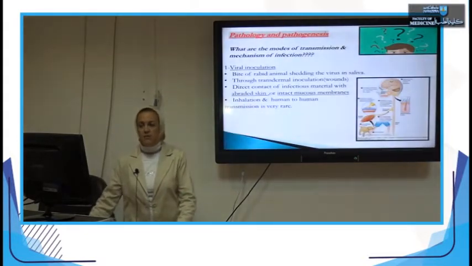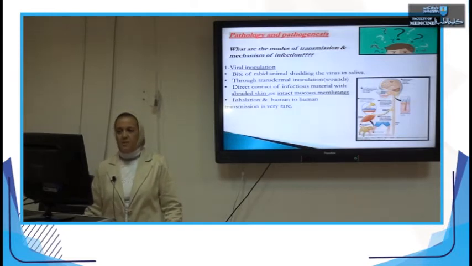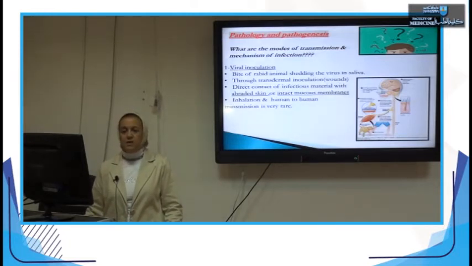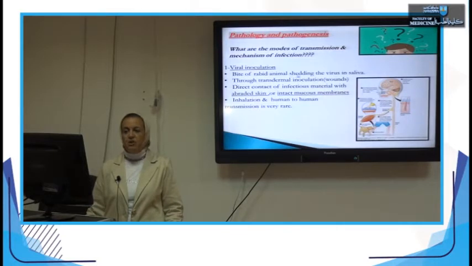What are the modes of transmission of rabies and the mechanism of infection? First of all, there is the step of viral inoculation, where the virus is introduced into the human or animal body. The virus is inoculated into the body through the bite of a rabid animal, which sheds the virus in the saliva. This is the most common route of transmission. It is a zoonotic disease. Infection occurs from animals to humans. The bite of a rabid animal, shedding the virus, transmits the virus from the animal to humans.